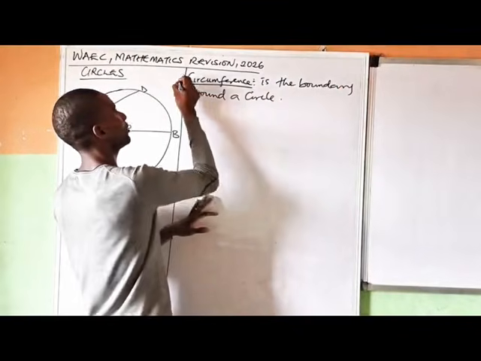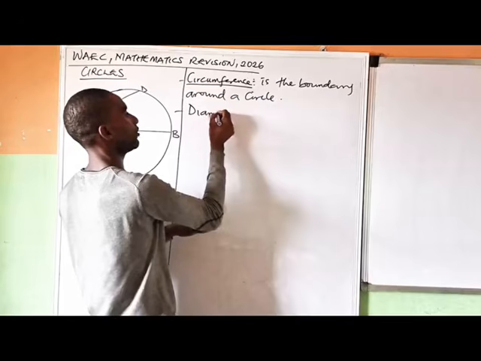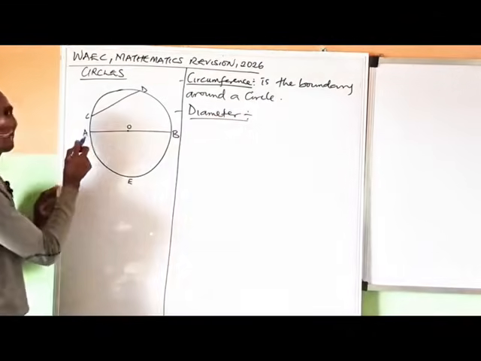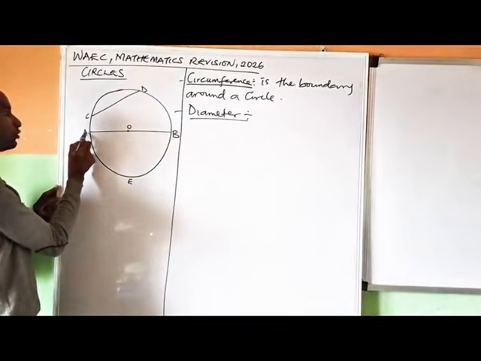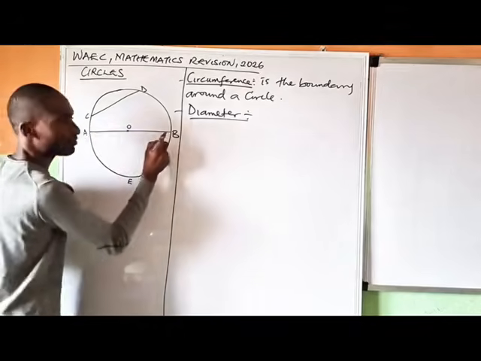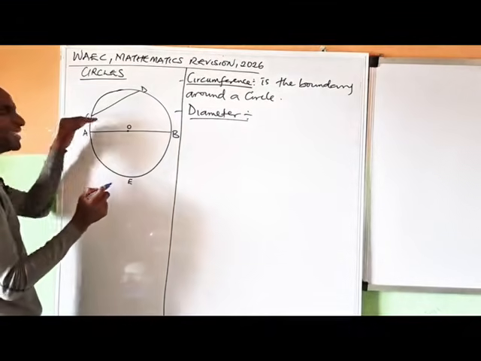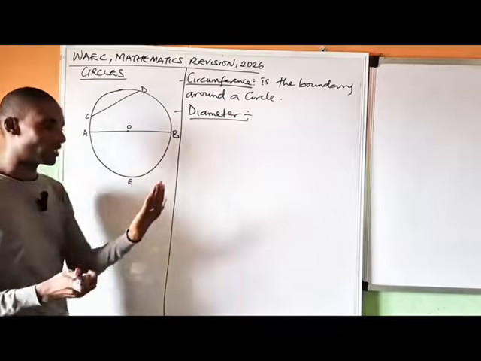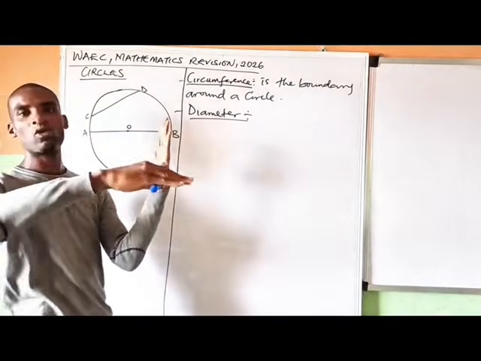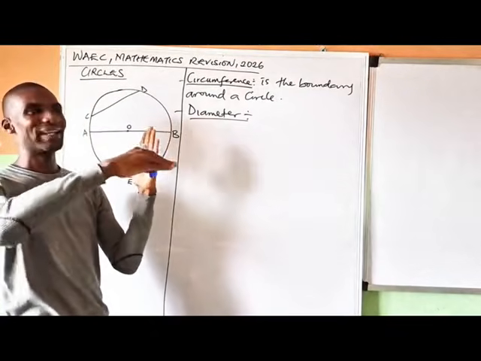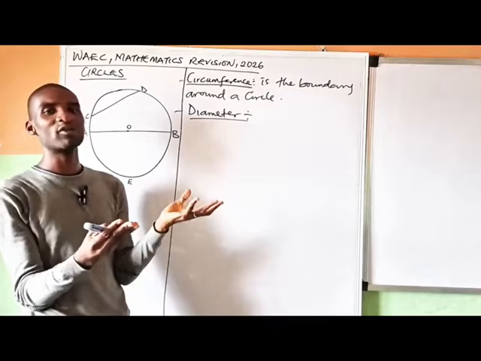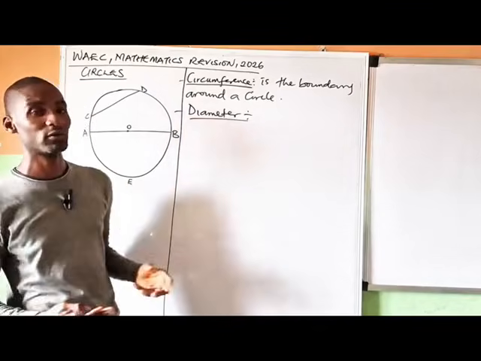The next term you need to talk about is the diameter. What is the diameter? The diameter is a line that runs through from a part of the circle to the other part of the circle, the circumference, dividing the circle into two equal halves. So if you take an orange and you cut it into two equal halves, that line that cuts it into two, that is the diameter. So you can as well say diameter is half of the circle, right?